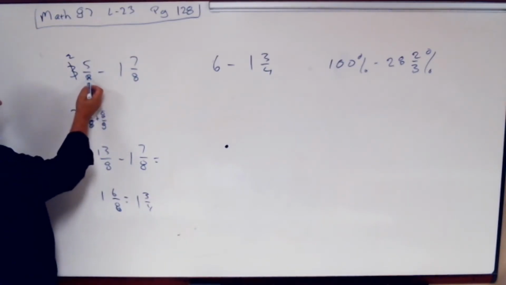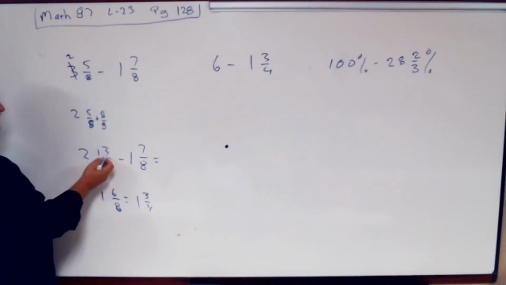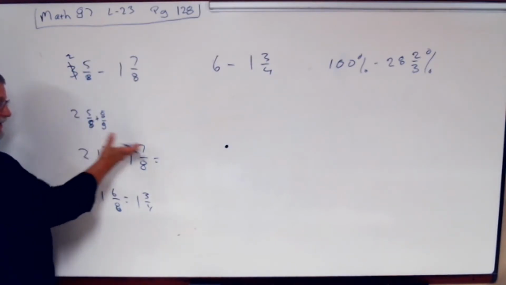It's like this. 8 plus 5 is 13. That's exactly what we did. Now we can do the subtraction.